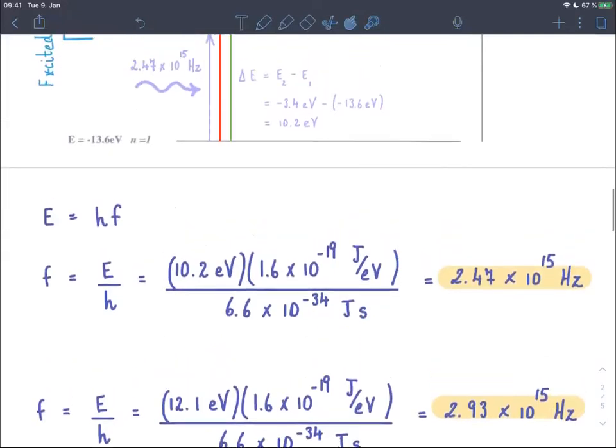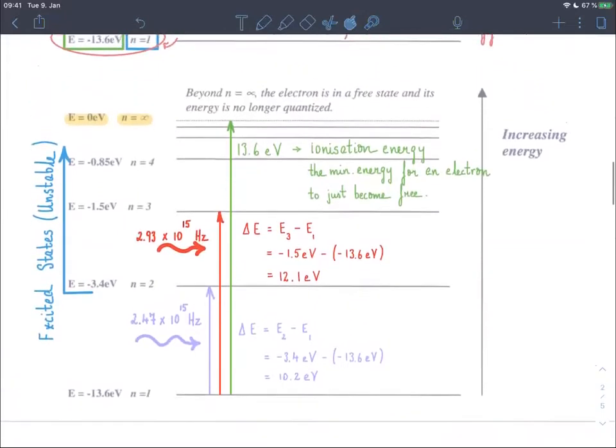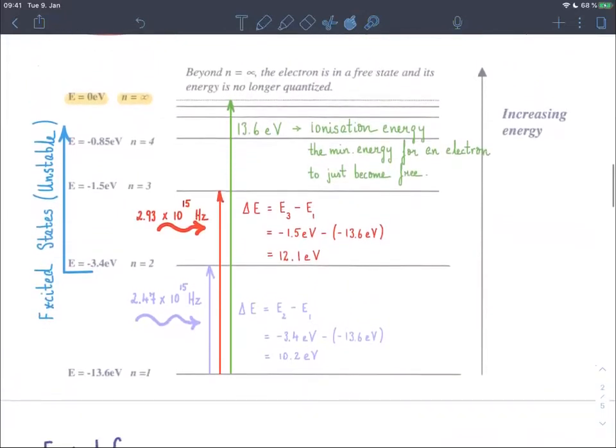So what happens when we expose hydrogen atoms to this kind of frequency? There will be a high probability that some hydrogen atoms will absorb a photon, and consequently they will get promoted to the second energy level at a value of minus 3.4 electron volts. I repeat that anything in between these two energy states is not possible.